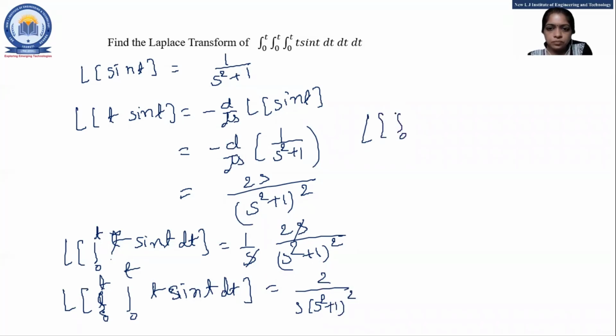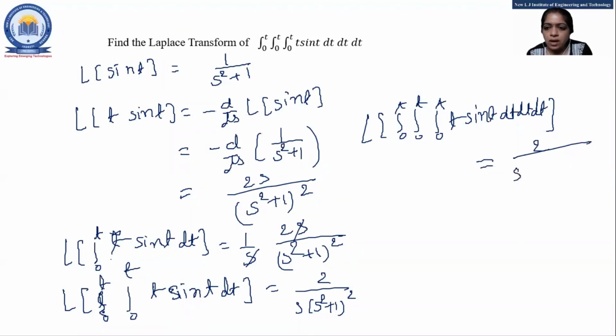And last, Laplace of integral 0 to t, 0 to t, 0 to t of t sin t dt dt dt, is equal to 2 upon s square plus 1 the whole square. You have to simplify this term, and that is your final answer.